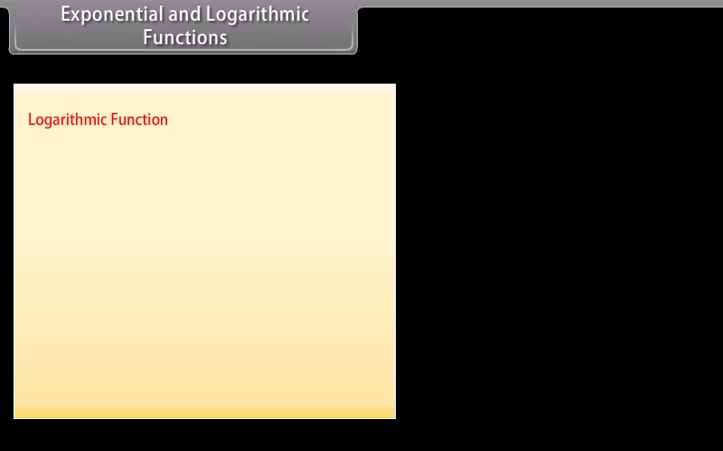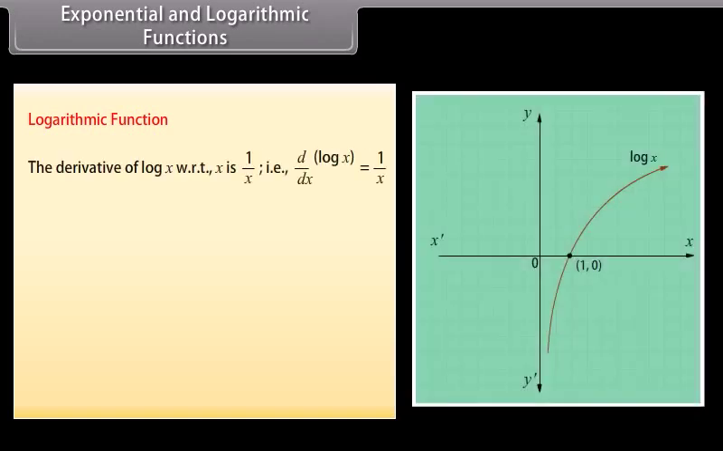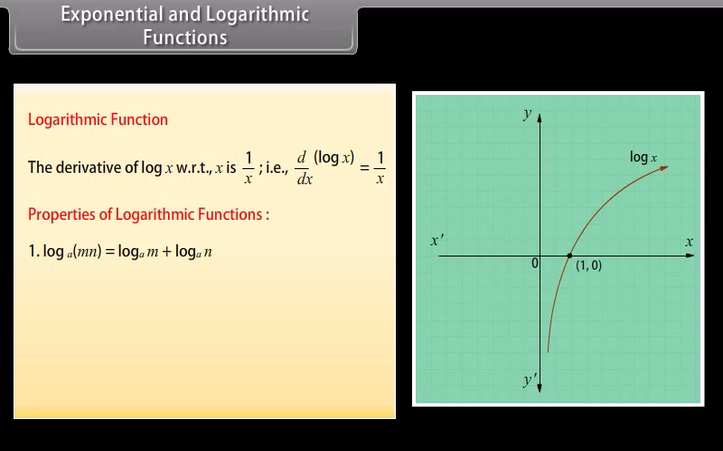Logarithmic functions. The derivative of log x with respect to x is 1 by x, that is, d by dx of log x is equal to 1 by x. Properties of logarithmic functions. 1. log mn to the base a is equal to log m to the base a plus log n to the base a. 2. log m by n to the base a is equal to log m to the base a minus log n to the base a.